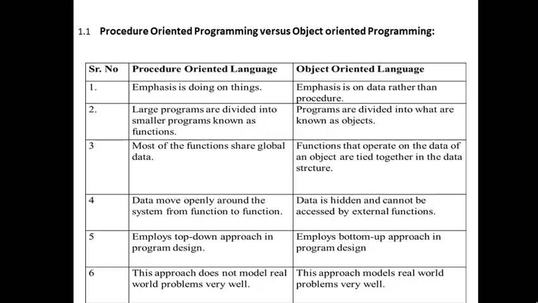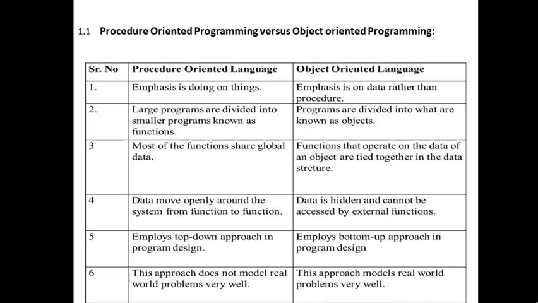Now we will see the first topic, which is procedure oriented programming versus object oriented programming. Here we will see the difference. The first difference: in procedure oriented language, emphasis is given on doing things. In object oriented programming, the emphasis is on data rather than procedure. What does it mean? In procedure oriented, the main focus is given on procedure, on work, on the task. While in object oriented language, the main focus is given on data.